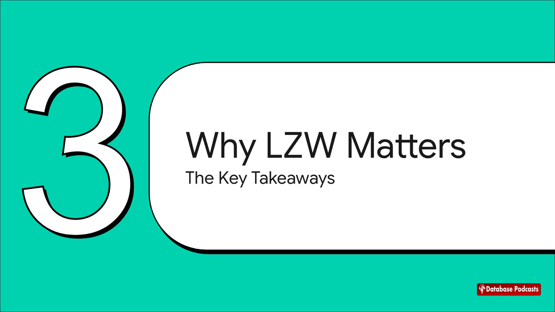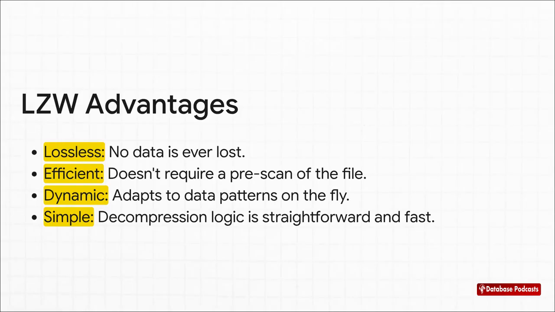All right, so let's pull all this together. Why does this algorithm matter so much? Why is it so powerful? I mean, it's been used in everything from GIF images to TIFF files and even PDF documents. So, what are the big takeaways here? First, LZW is lossless. Your data is always safe. Second, it's super efficient. It builds its dictionary on the fly, so there's no slow pre-scan of the file. It's also dynamic, which means it adapts to whatever patterns your specific data has. And finally, the decompression logic is really simple, which makes it incredibly fast to get your data back.